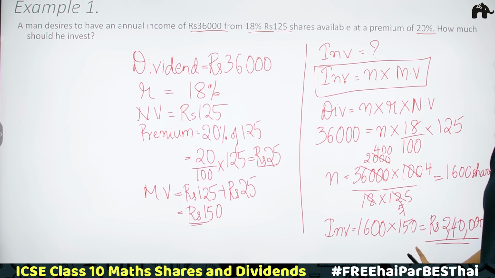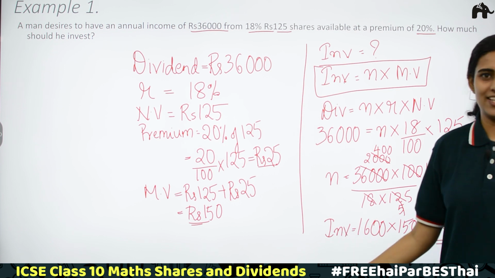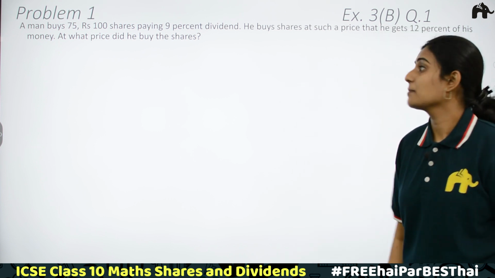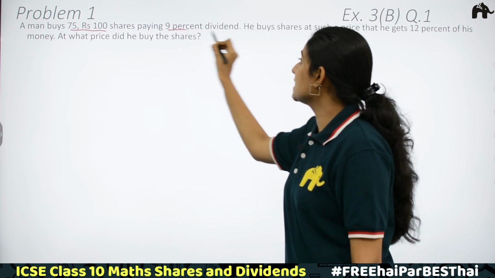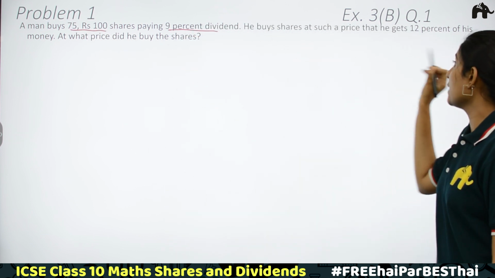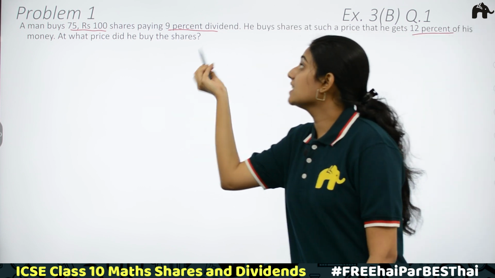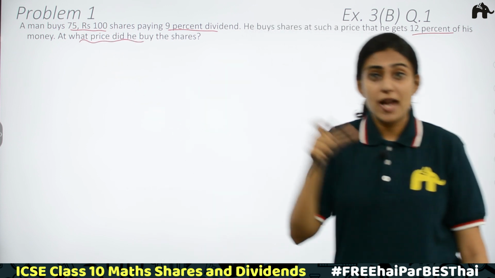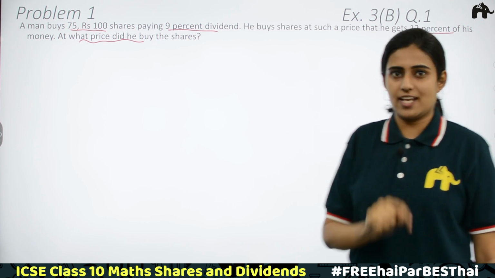Clear? Yes? Let's solve problems from exercise 3B. You can solve it, right? Okay, let's solve together. Problem 1. Question 1 of exercise 3B. A man buys 75 rupees 100 shares paying 9% dividend. He buys shares at such a price that he gets 12% of his money. At what price did he buy the shares? Here we have to find the price at which the shares are bought, which means the market value of one share. Yes?